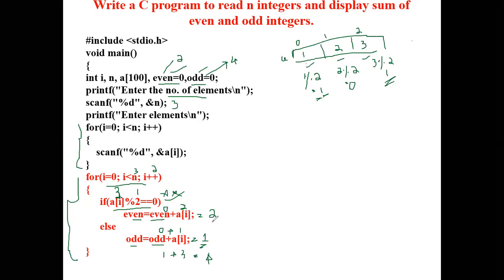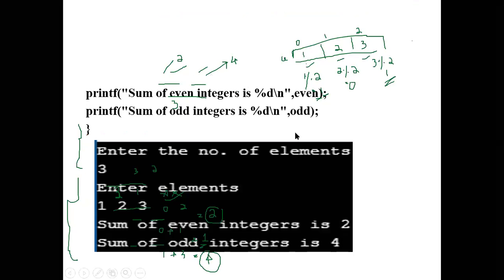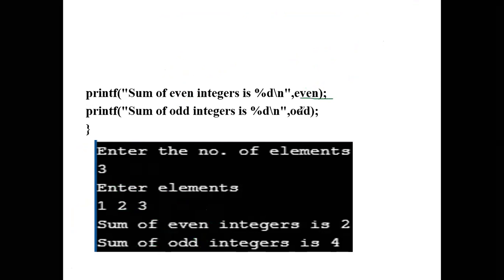Okay. So finally, the I value gets incremented to 3. 3 is less than 3? Condition fails. So in even you are going to store 2, and in the odd variable you are going to store 4. Then display the result, even and odd. So you can see here, sum of even integer is 2, sum of odd integer is 4.